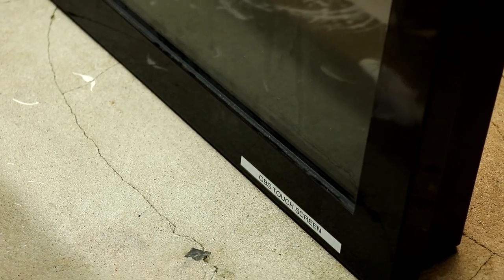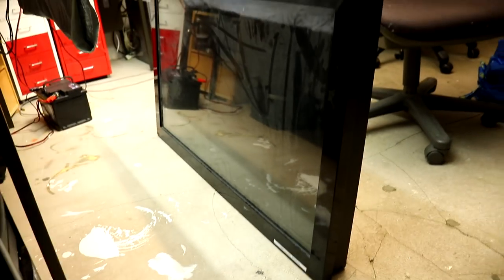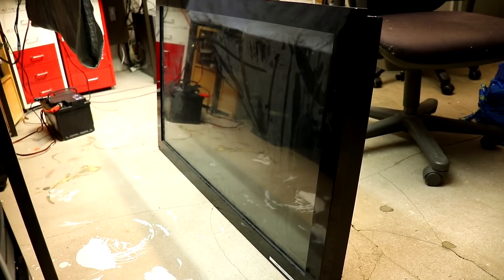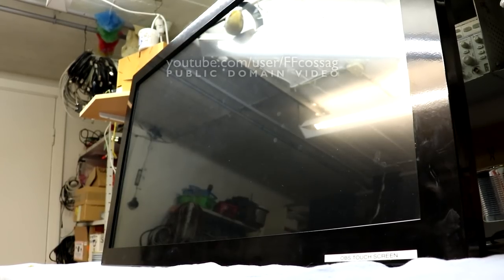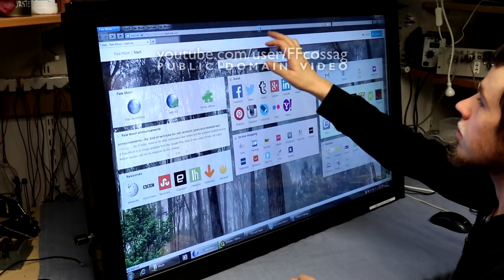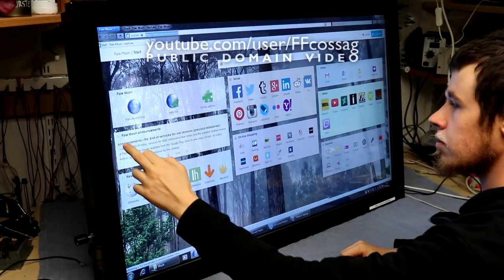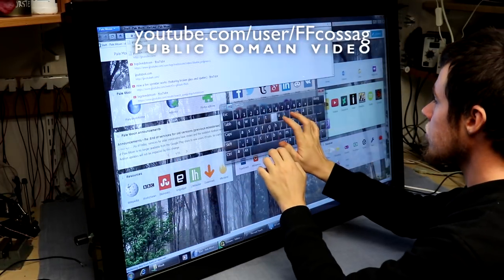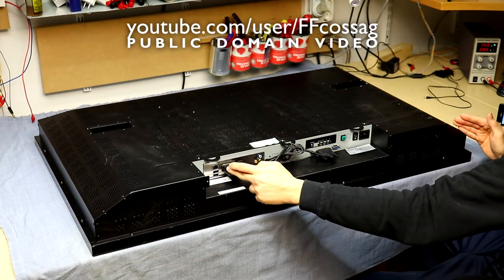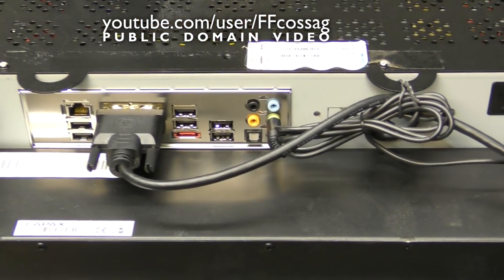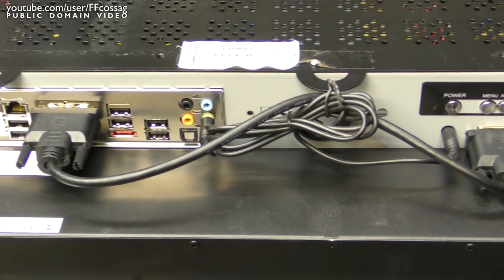Observe touchscreen. Touchscreen. Oh boy, do we ever have a treat today. So this is, and get this, a 42-inch touchscreen PC. Look, we've got the DVI connector going from the ATX motherboard into the input of the monitor.